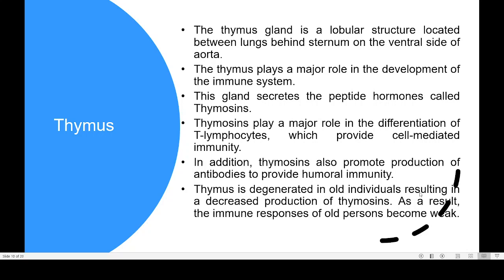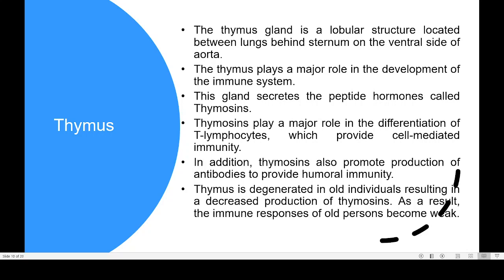The thymus degenerates in old individuals, resulting in decreased production of thymosin. As a result, the immune system of an old person becomes weak. So this is an important thing. Here you can see that during childhood, the immune system will be more active, because the body of a child can be susceptible to attack by different types of microorganisms. So the body of a child will be more prone to different types of diseases.